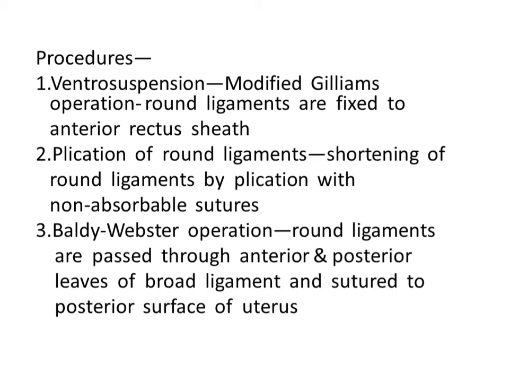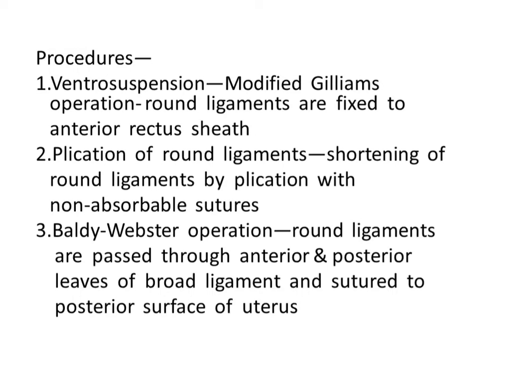So, like that, you plicate the round ligament with a non-absorbable suture. If you put an absorbable suture, the suture will get absorbed within 1 week or 10 days, and then the round ligament will go backwards, isn't it? So, with non-absorbable sutures, you plicate the round ligament. That means you're shortening this round ligament, pulling the uterus anteriorly. Then you have the Baldy-Webster's operation.